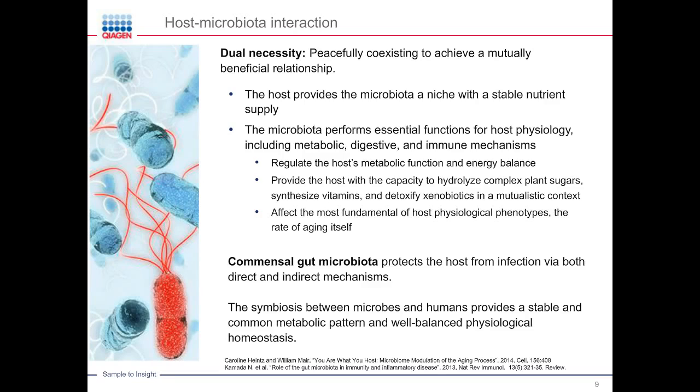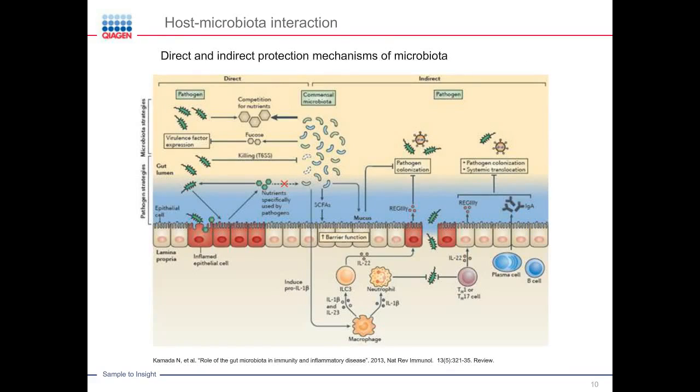And we know that the gut microbiota can protect the host from many infections. The actual protection mechanisms are not clearly understood, but we have some ideas on that. The relationship between the host and the microbiota is very complex, but it is a very efficient way for them to coexist. This symbiosis also provides a stable and common metabolic pattern and well-balanced physiological homeostasis. Now, this graph shows you the direct and indirect protection mechanisms of the interactions between the host and the microbiota. It is of course a very complex picture, and I picked it because it very clearly explains the entire complexity of the interaction of the host and the microbiome.